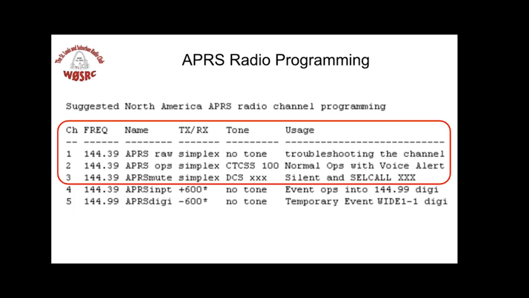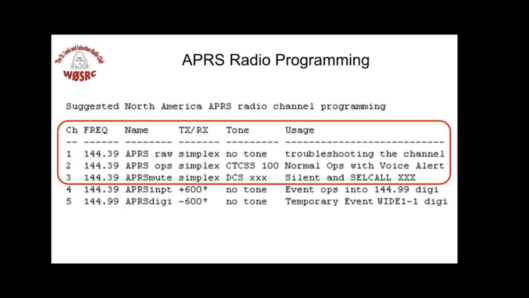So programming 144.39. I've got 3 channels set up in my radio. The first channel is, I call it APRS raw, and it's no tone. So if I want to troubleshoot the channel, if I want to listen to all the packets, that's my first frequency. Second frequency, 144.39, that's my voice alert. I set a CTCSS of 100.